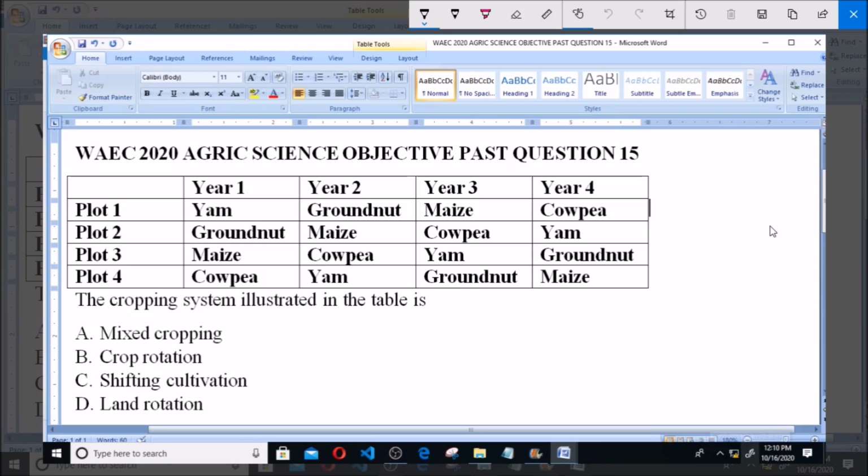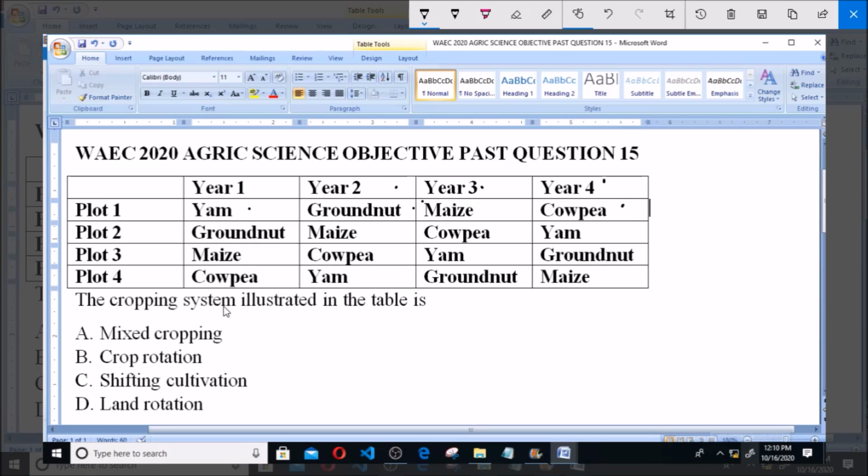So you have a table here with plots, 4 plots and 4 years. So what is illustrated on the table is a particular crop grown on a particular plot for a particular year. For example, plot 1, yam is grown in year 1, groundnut is grown in year 2, maize in year 3, cowpea in year 4, and like that for the remaining plots.